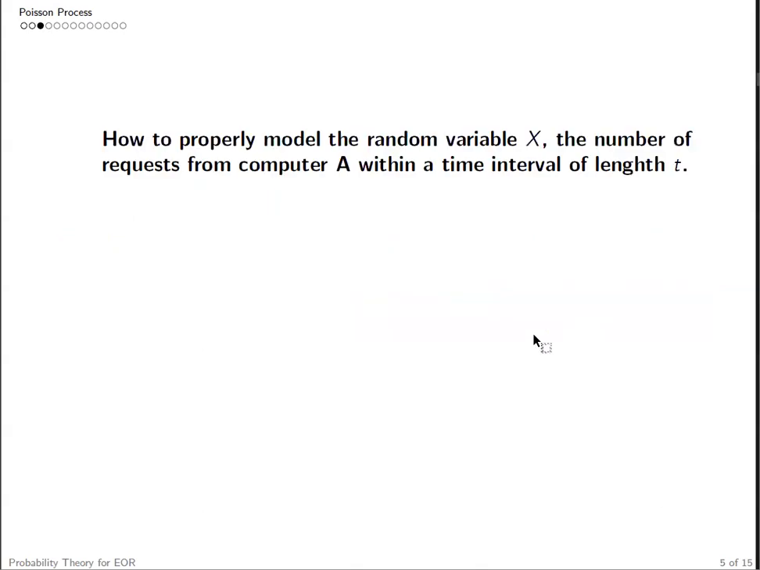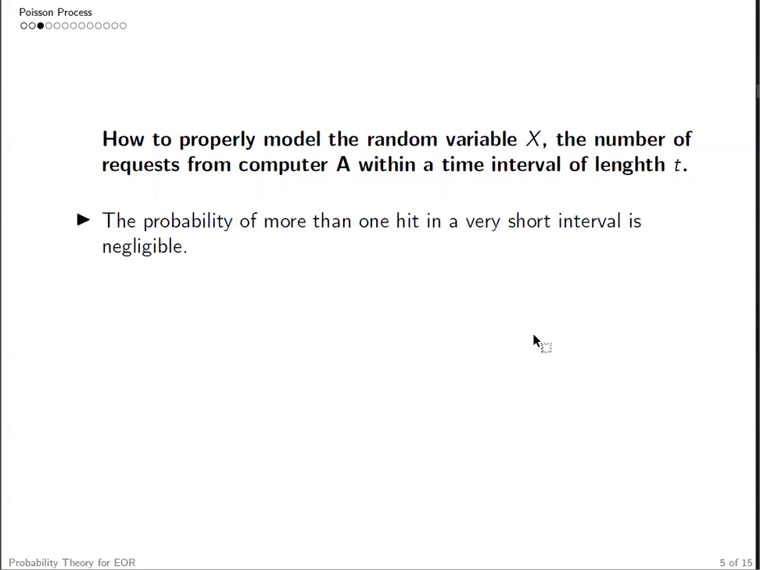Let's consider the following conditions to simplify. In order to model something, we always start with some basic assumptions in order to find a parsimonious, simple model that could approximate the scenario we want to work on, right? So here we consider the following assumptions. Let's say the probability of more than one hit in a very short interval is negligible. So at most, you have one request within a very short interval. So it's either 0 or 1.